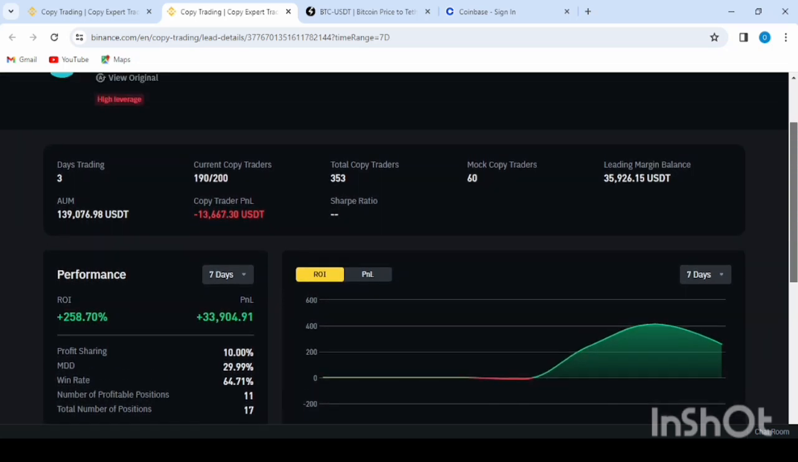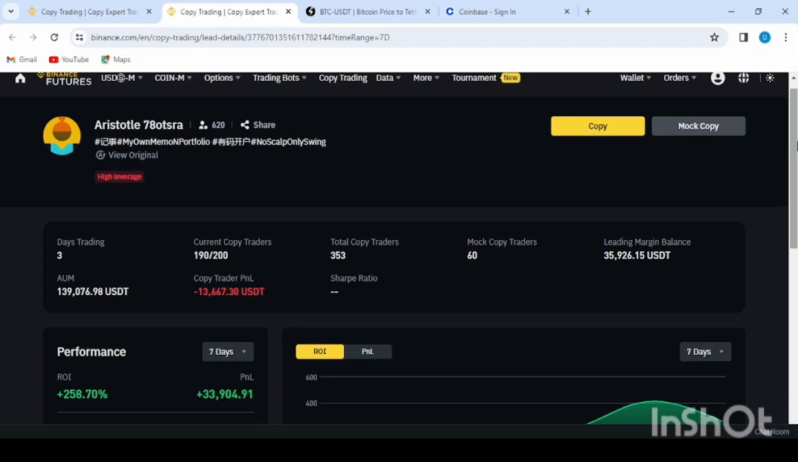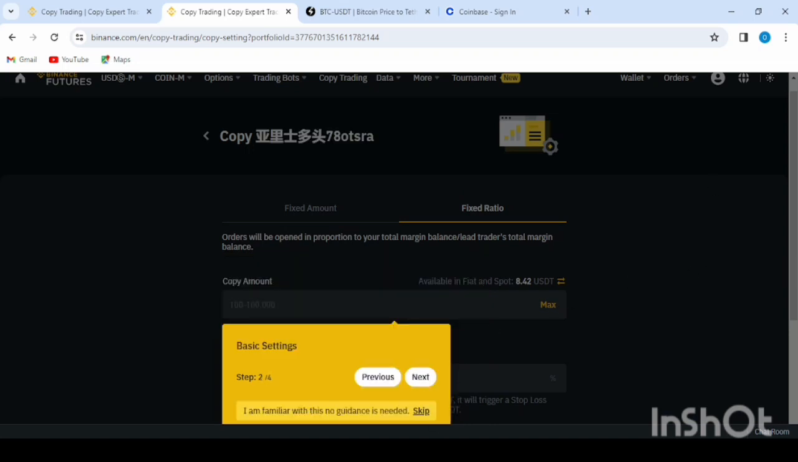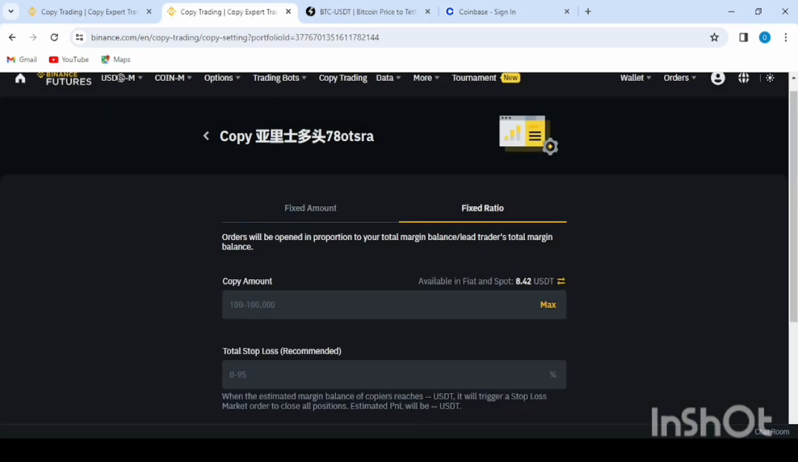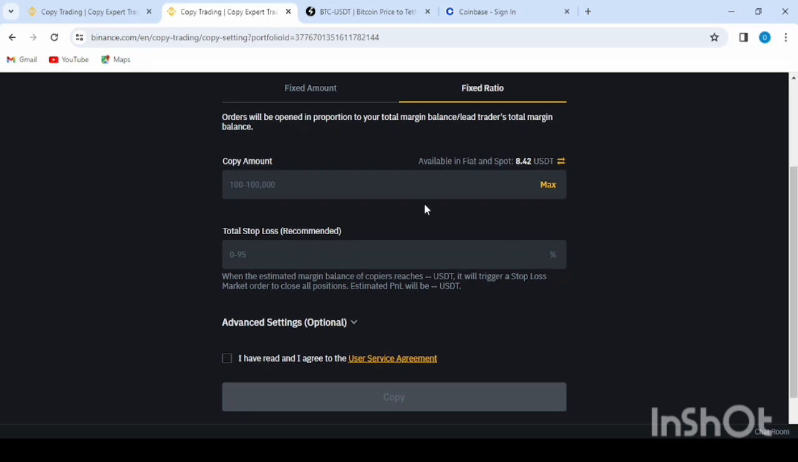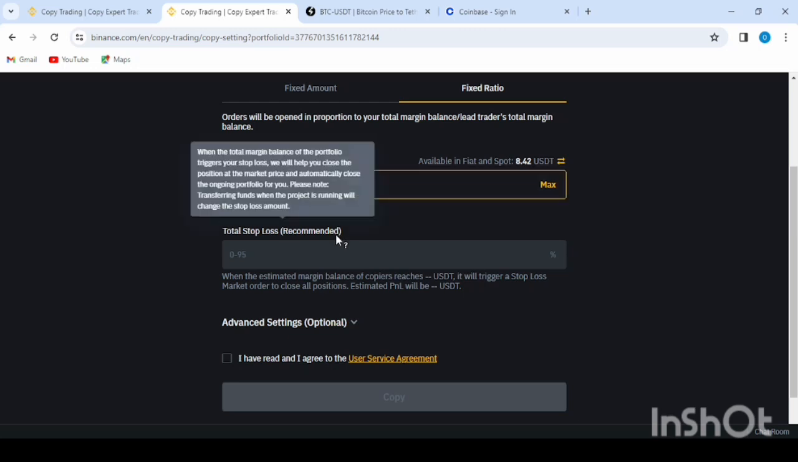So let's assume I want to copy this person. All right, what I'm going to be doing is that I'm going to click on copy. All right, so when I click on copy, I'm going to be entering the amount that I'm using to copy this. All right, so let's assume that my amount, okay, normally for you to copy this trade you have to have up to 10 USDT. All right, I just sold my USDT so I'm not going to be copying this trade live. But let's assume I want to copy this. Let me just say I'm copying this with 100 USD.